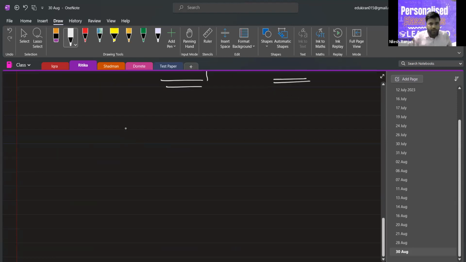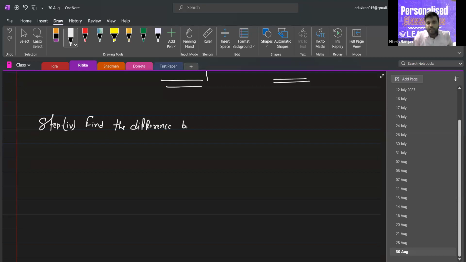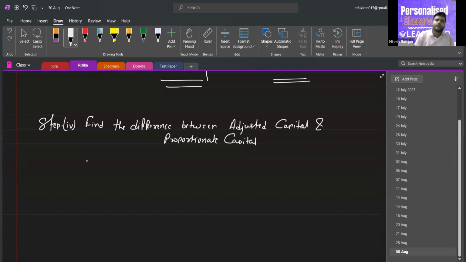Step 4: after calculating proportionate capital of each partner and adjusted capital of each partner, find the difference between adjusted capital and proportionate capital. This will be our surplus or deficit.